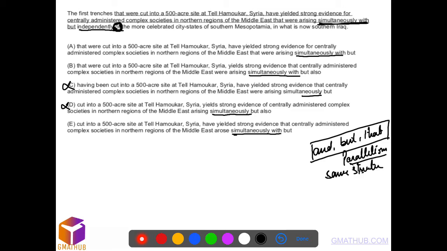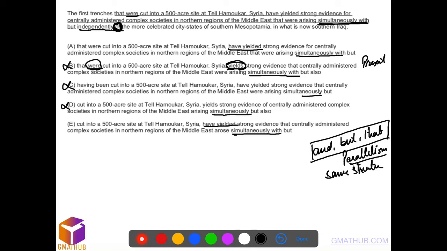Now between A, B and E, let's see what other split we have. Yields versus have yielded. Yields is present tense. So that were is in past, so it cannot have present tense here. So B is out because of that.